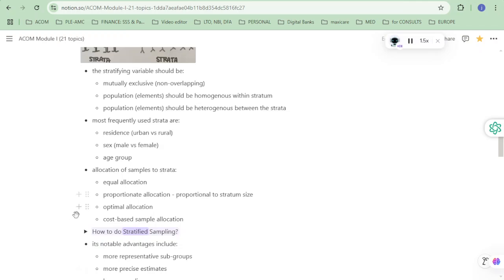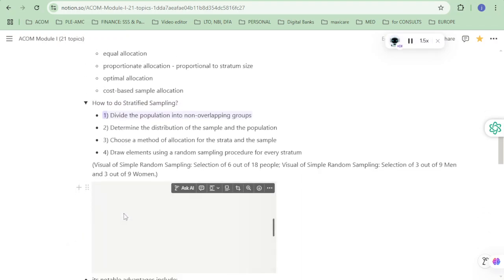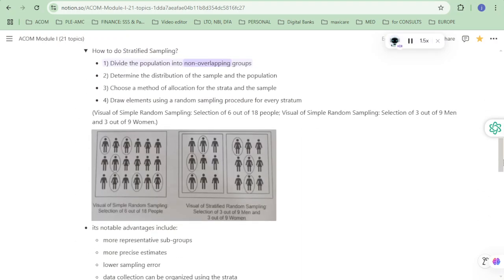How to do stratified sampling. 1. Divide the population into non-overlapping groups. 2. Determine the distribution of the sample and the population. 3. Choose a method of allocation for the strata and the sample. 4. Draw elements using a random sampling procedure for every stratum. Visual of simple random sampling, selection of 6 out of 18 people; visual of stratified sampling, selection of 3 out of 9 men and 3 out of 9 women.